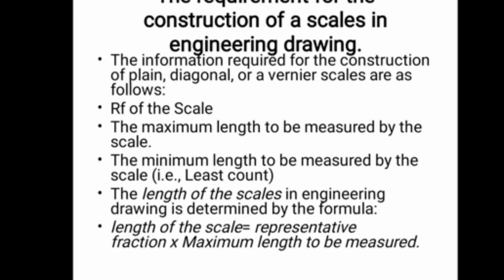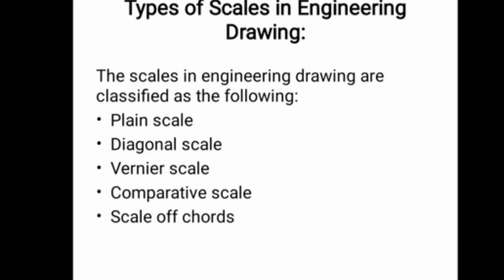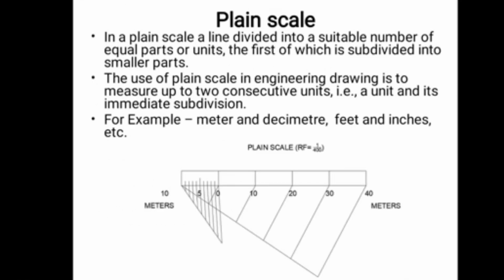What are the important things we require for construction of scales in engineering drawing? We have to identify whether we are drawing a plane, diagonal or vernier scale, and the representative fraction, and the maximum length that can be measured from the scale, or the minimum length that can be measured, which is the least count. With the multiplication of the representative fraction, the length of the scale can be easily found using a particular formula. Here we see the types of scales: plane scale, diagonal scale, vernier scale, comparative scale, and scale of chords.